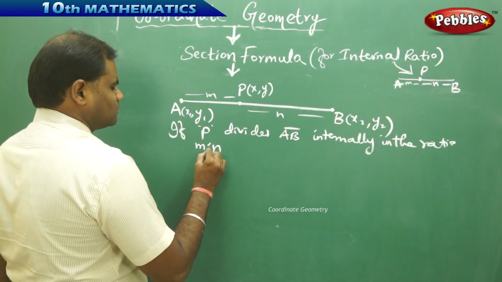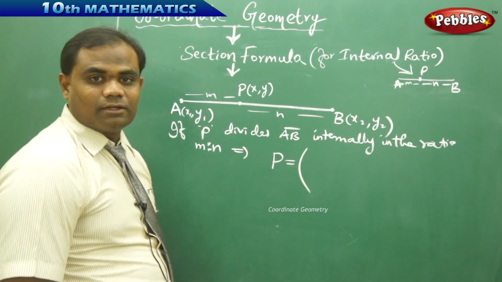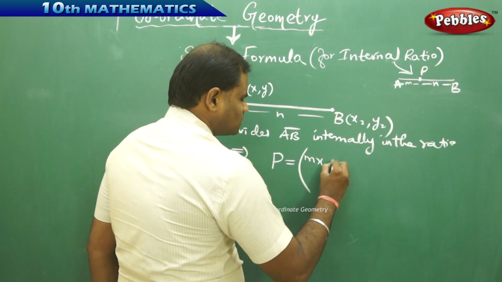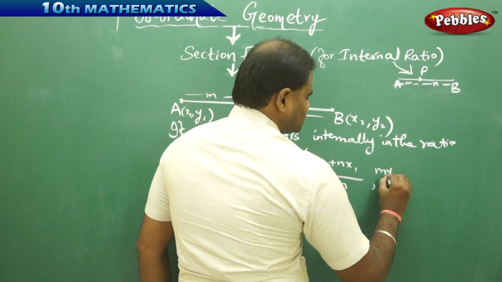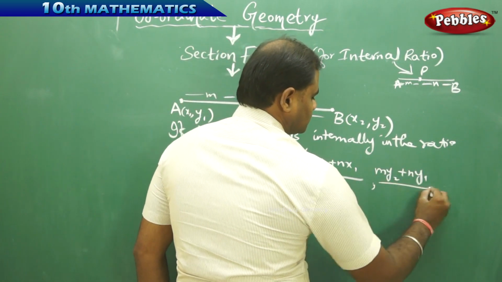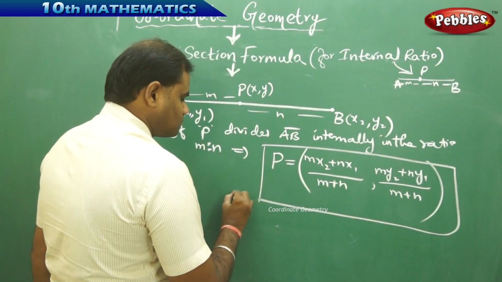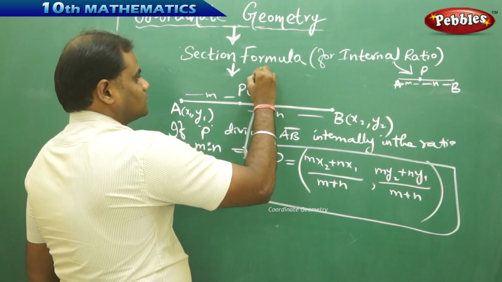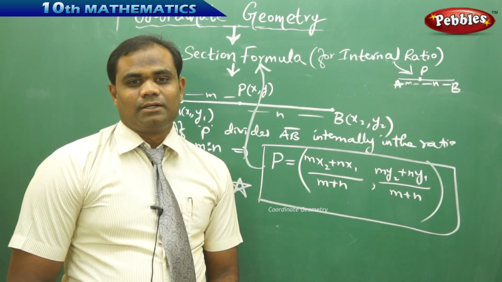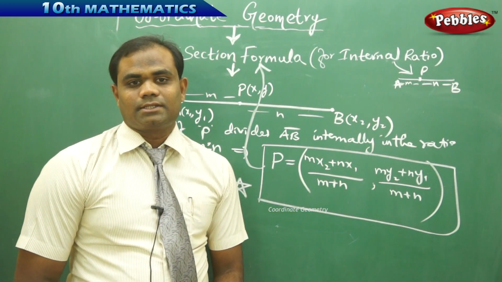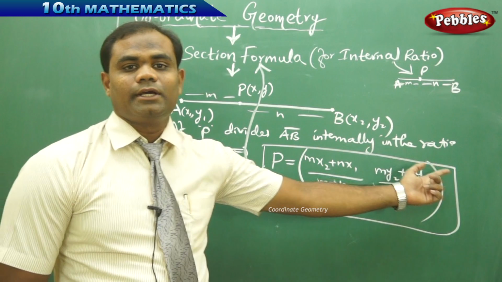m is to n, that implies the coordinates of P are given by the formula (mx2 + nx1) / (m + n) and (my2 + ny1) / (m + n). This is the derived formula, which is called the section formula. Its x coordinate and y coordinate are given respectively, with the ratio being internal, m is to n.